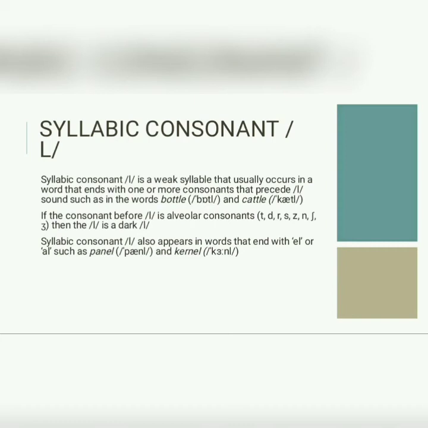If the consonant before L is an alveolar consonant, like T, D, R, S, Z, N, Sh, or J, then the L is a dark L. Syllabic consonant L also appears in words that end with L or al, such as panel and canal.